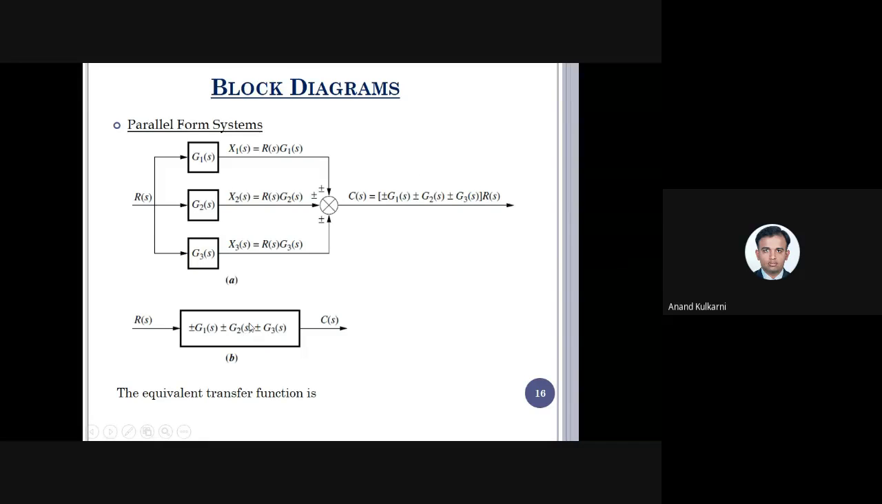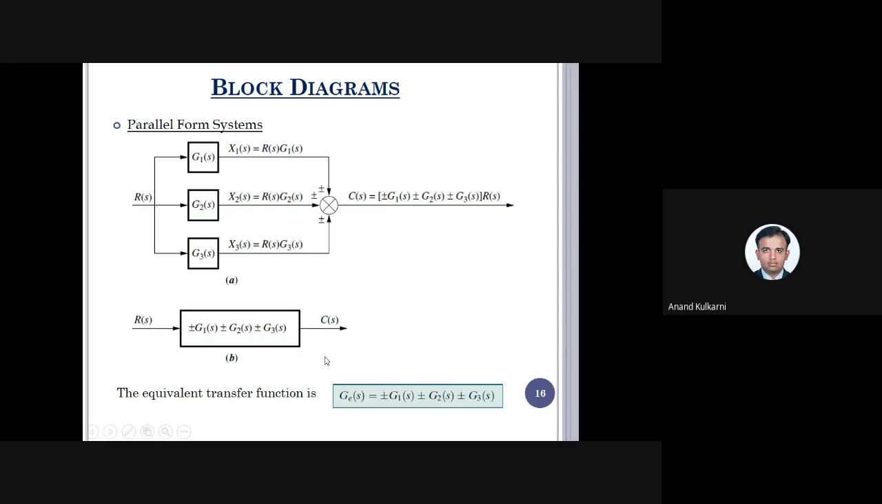Just observe here. The equivalent we are getting is a summation of the blocks. This is GE, which is nothing but G equivalent, or you can write only G(S). So G(S) is equal to the summation of all three blocks. Don't worry about the intermediate signals. I only write whatever is the transfer function of this. It will be equal to G1(S) into R(S), G2(S) into R(S), G3(S) into R(S). So the equivalent will be G1(S) + G2(S) + G3(S). This becomes the transfer function, and the input signal and output signal remain the same.